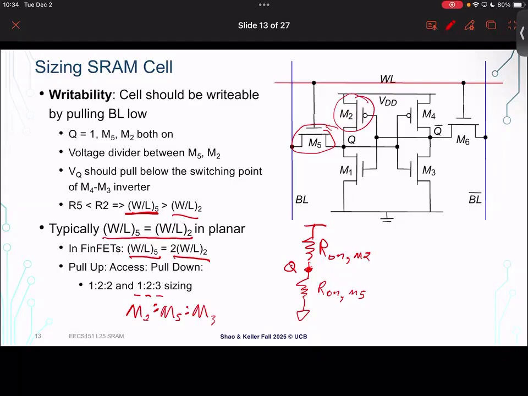All right. Any questions about the SRAM bit cell and how to size and ratio the transistors inside it for writability and read stability?